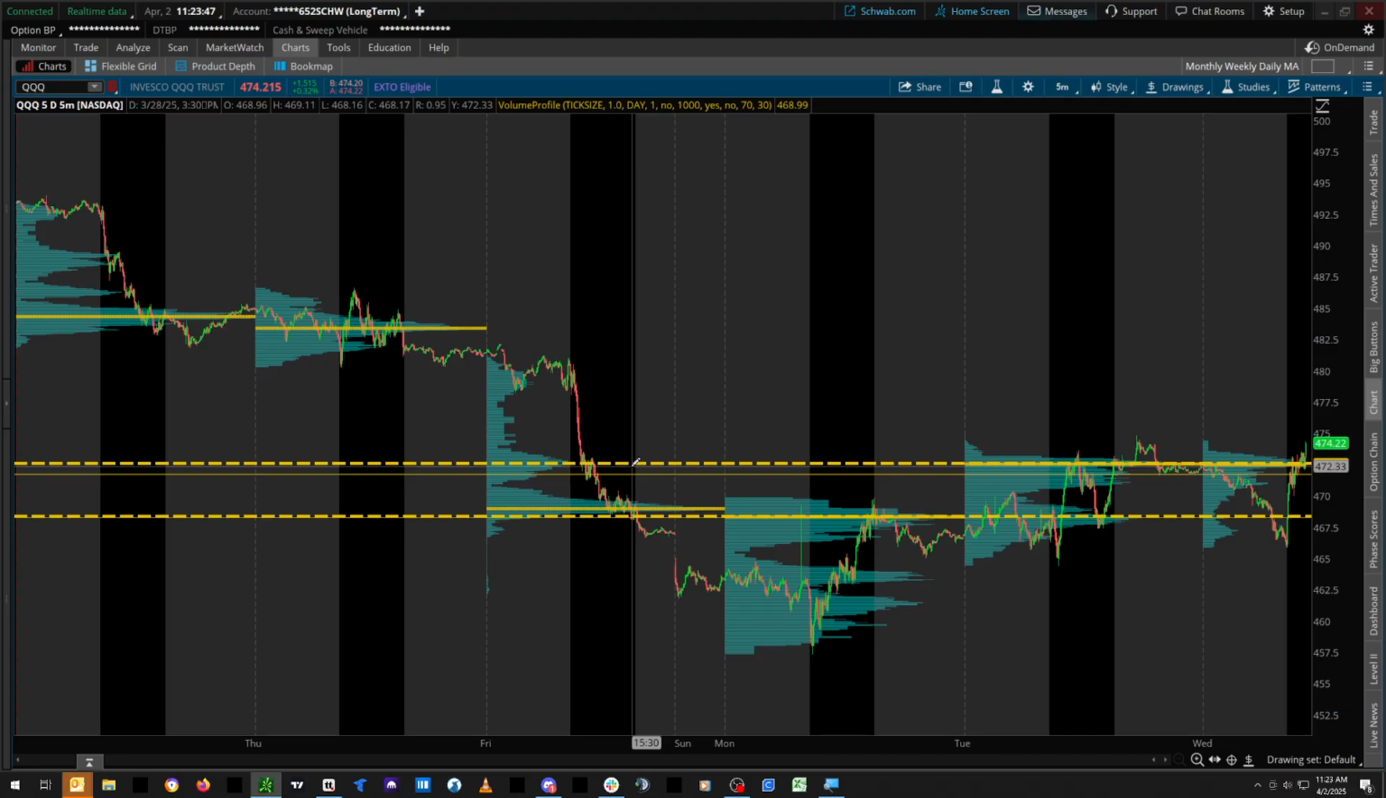But this one here has been hit, so this would be a VPOC. This would just simply be a POC, point of control, as would this one. When your VPOC in your definition has been hit, it's no longer valid, and you would then remove it. Okay, so that's a very good question.